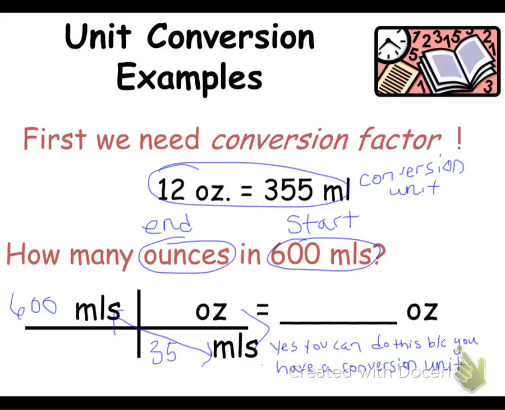So again, we have this conversion unit, and we want to put in that 12 ounces equals 355 mils. You want to multiply across first and then divide so that you don't mess up your order of operations in your calculator. And once you do that, you get 20.3 ounces.